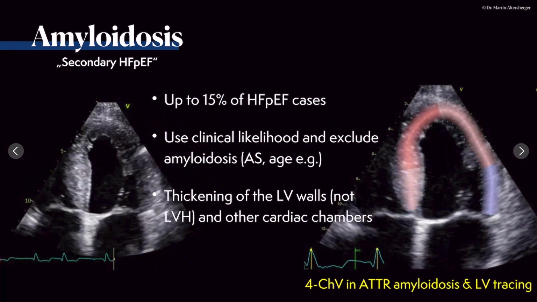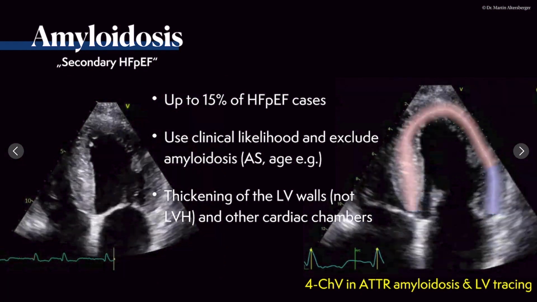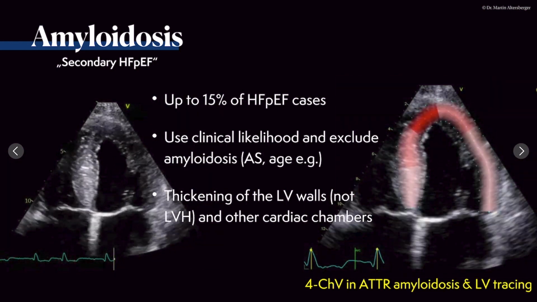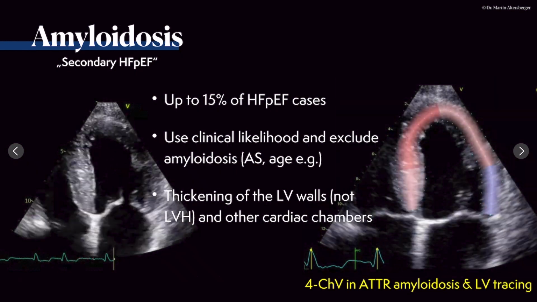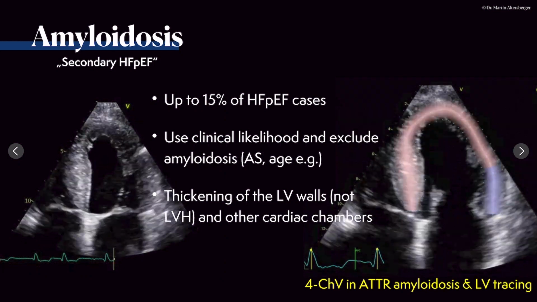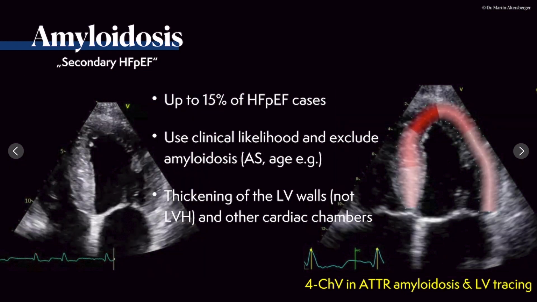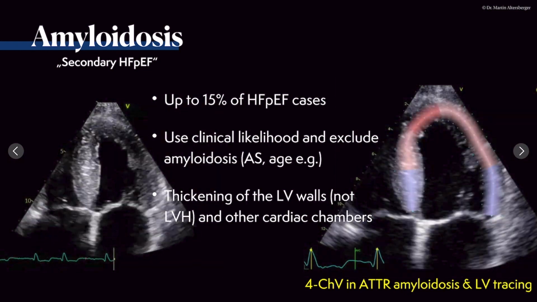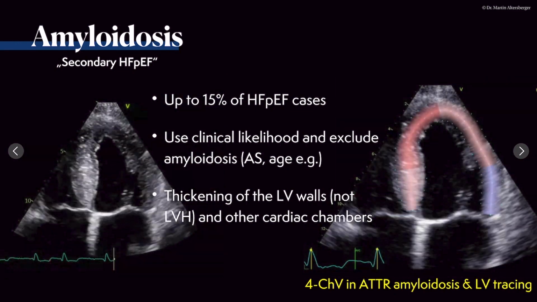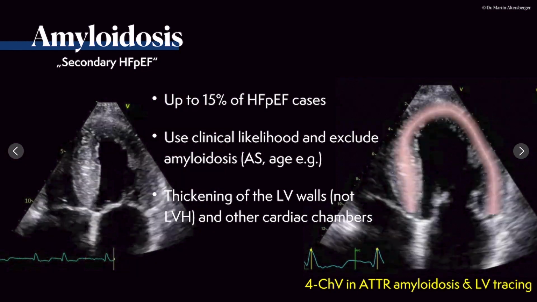So in this case, we have to use a certain clinical likelihood and exclude amyloid heart disease in hypertrophied ventricles, or in left ventricles which have a thickened myocardium, especially when we have also aortic stenosis, a certain age, and other factors as well, which make amyloid heart disease more likely. But this I will also discuss in the video on hypertrophic cardiomyopathy and left ventricular hypertrophy, or thickened walls of the left ventricle. I want to emphasize again, this thickening of the left ventricular walls in case of amyloid heart disease is not per se LVH.